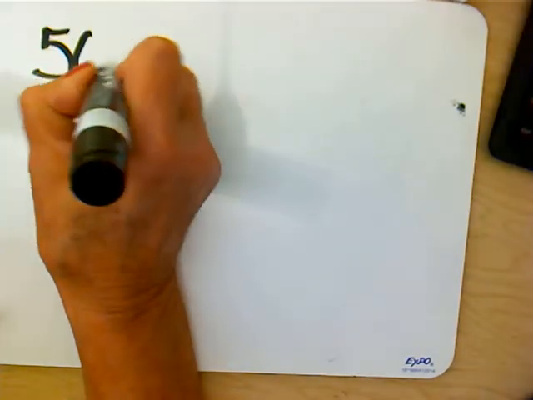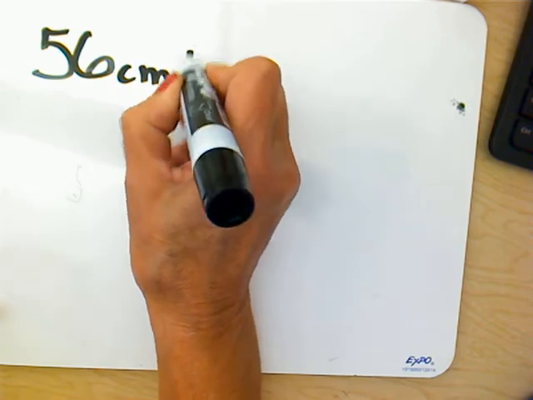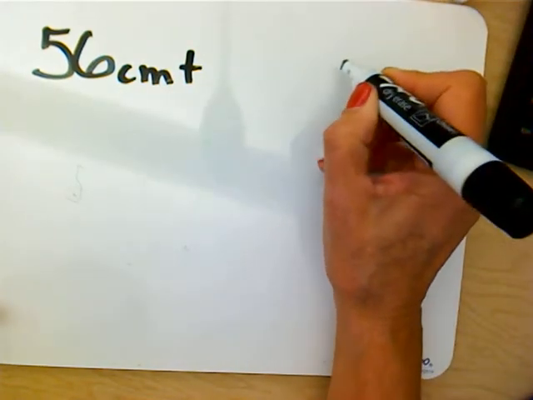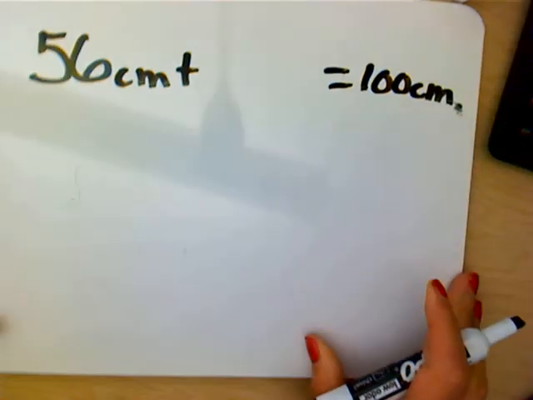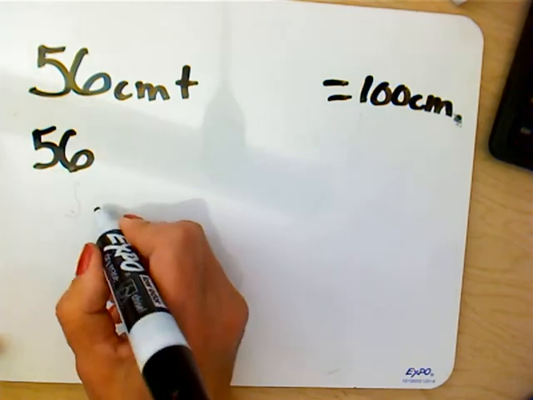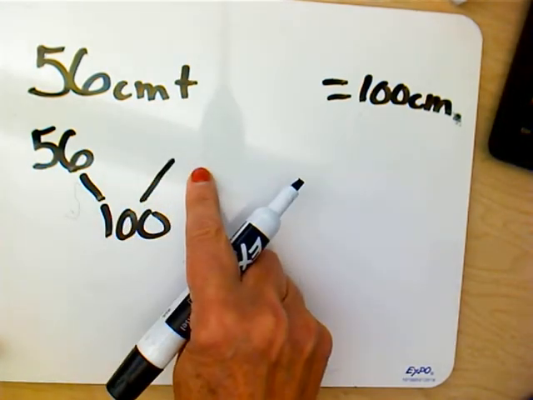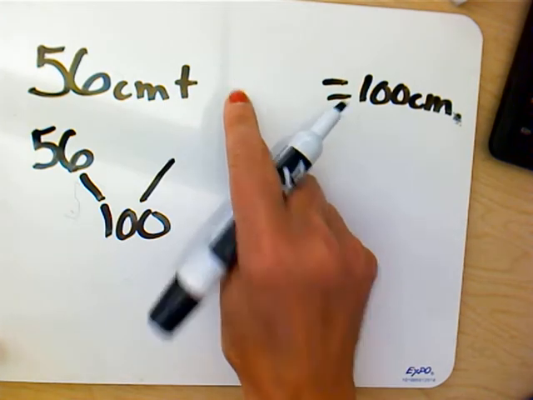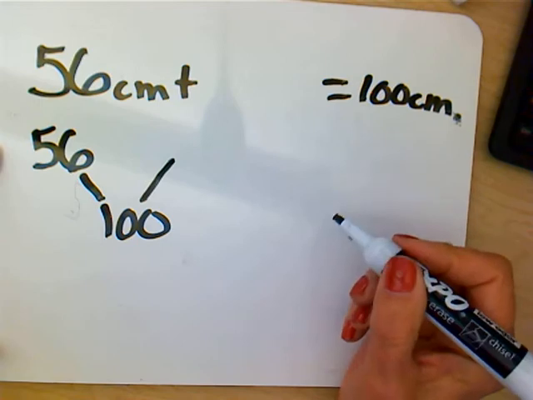So let's try 56. I'm going to add 56 centimeters to something that's going to equal 100 centimeters. Okay, so right off the top, I'm going to make my number bond with 56 and 100, and I need to find out what the other side of my number bond would be, because that will help me to know what I would have to add to 56 in order to get 100.